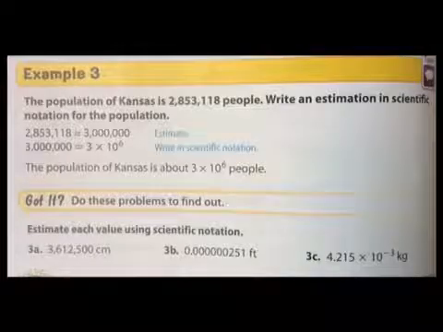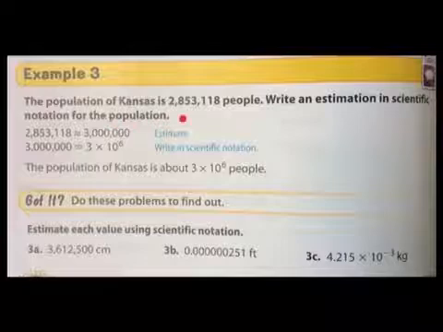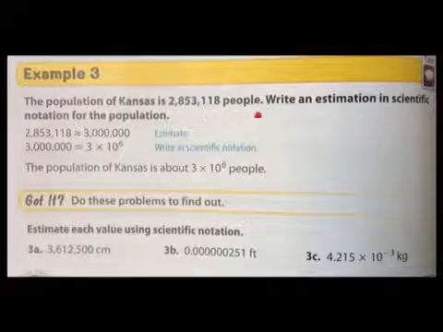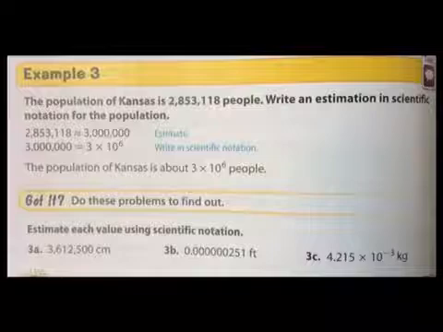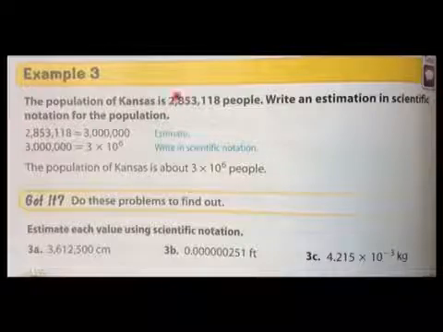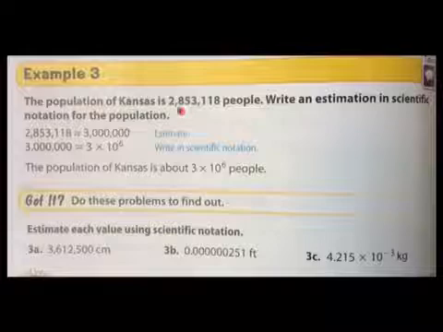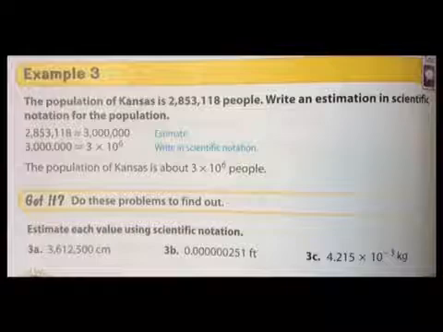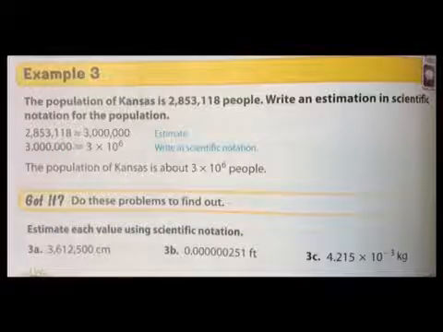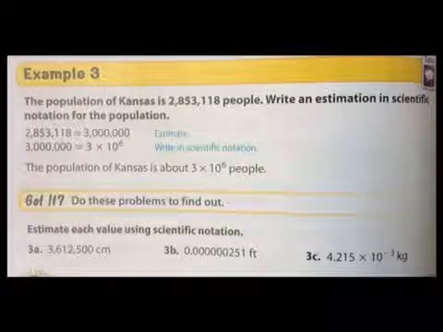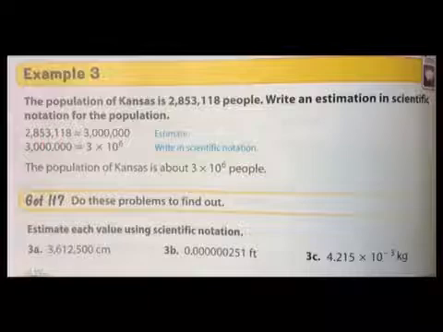Okay, you can try it here. The population of Kansas is 2,853,118 people. Write an estimation in scientific notation for the population. Well, this could be rounded up right to 3 million, right? It's almost 3 million. We're only missing it by about 147,000, right? So we round it up to 3 million, and there it is, 3 million, and it's 3 times 10 to the 6th power. 1, 2, 3, 4, 5, 6.